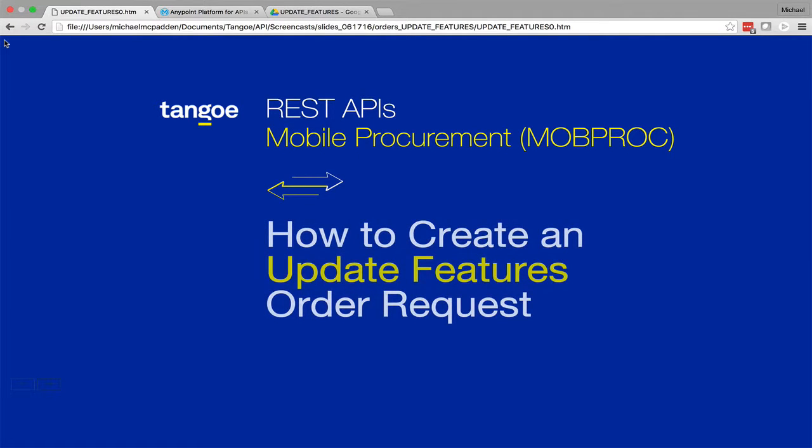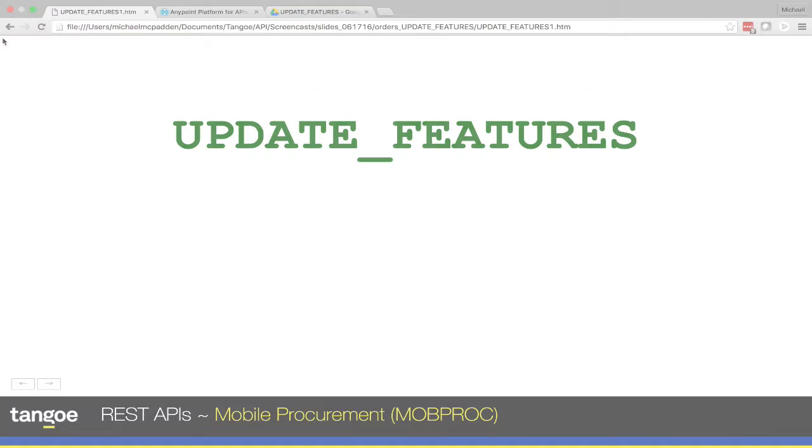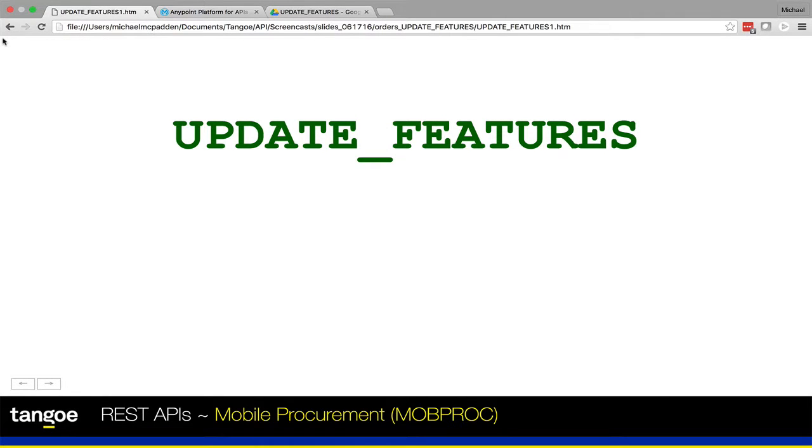Hi, I'm Michael McPadden from Tango's API team with another tutorial for Tango's Mobile Procurement REST API, also known as MobProc for short. In this video, I'll guide you through how to create and submit an order request to update the features for an existing service asset. This is also known by its transaction type code, update features.